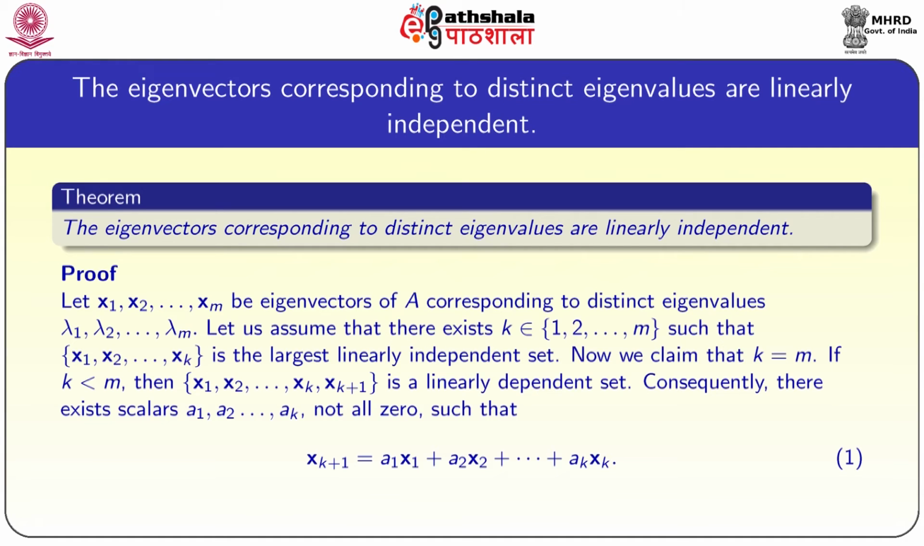Now, we claim that k equals m. If k is less than m, then we have to prove a contradiction. Then x1, x2 and so on xk, xk plus 1 is a linearly dependent set. Consequently, there exist scalars a1, a2 and so on ak not all 0 such that xk plus 1 can be expressed as a linear combination of the remaining vectors, that is xk plus 1 is equal to a1 x1 plus a2 x2 plus and so on ak xk.